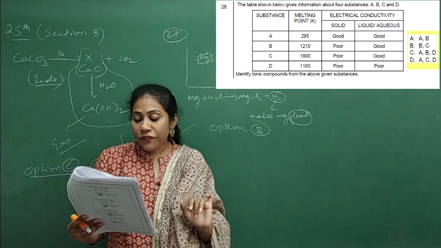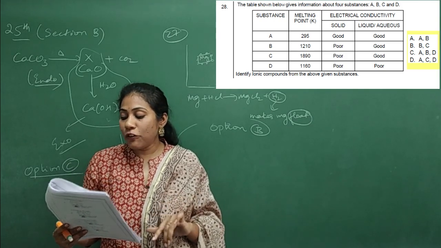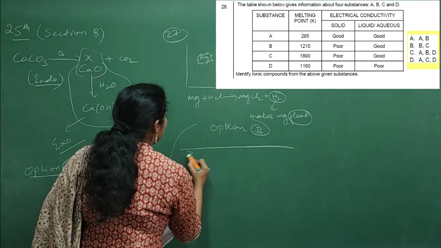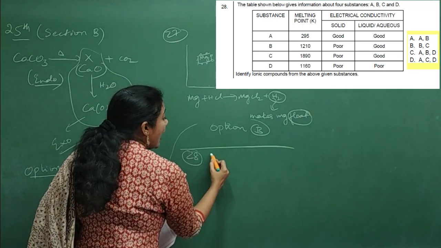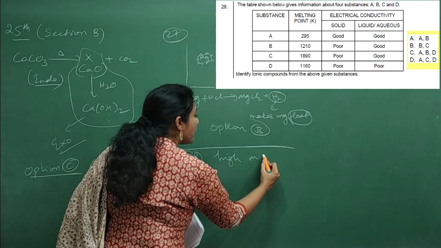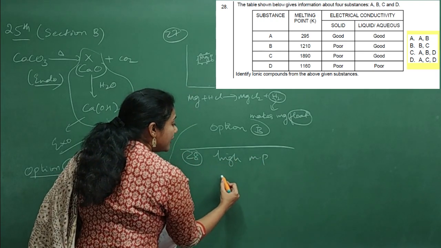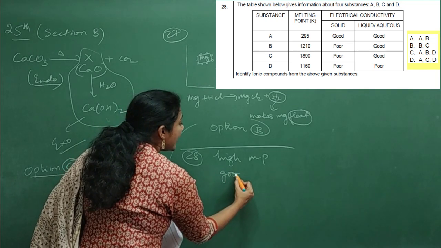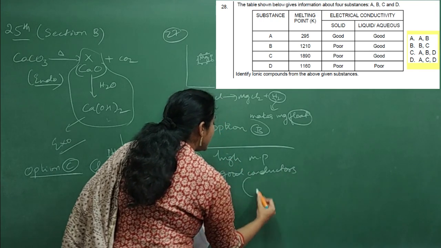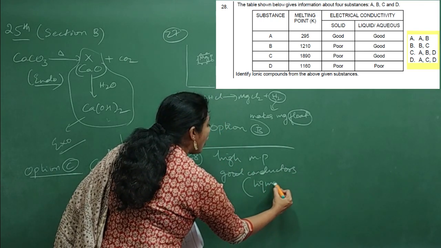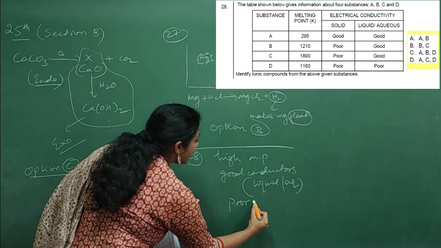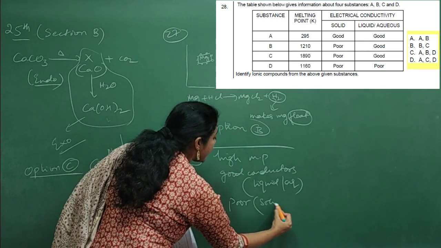Identify ionic compounds from the given substances. We all know ionic compounds, 28th question I am discussing. Ionic compounds will generally have high melting points. And these ionic compounds are good conductors of electricity in which state? Good conductors in liquid or aqueous state. And they are poor conductors of electricity in solid state, right?